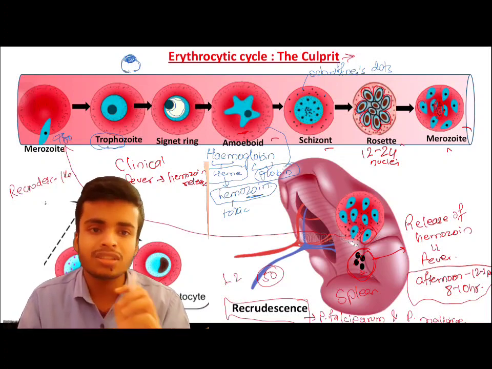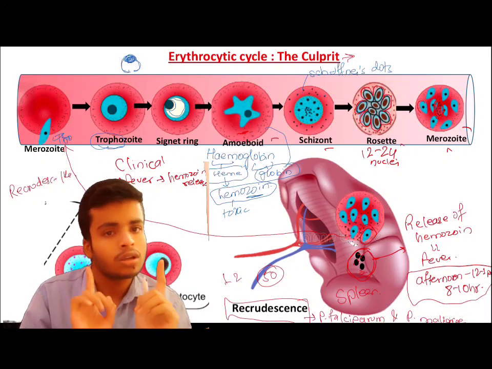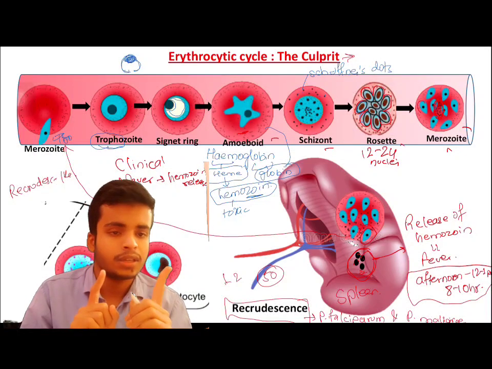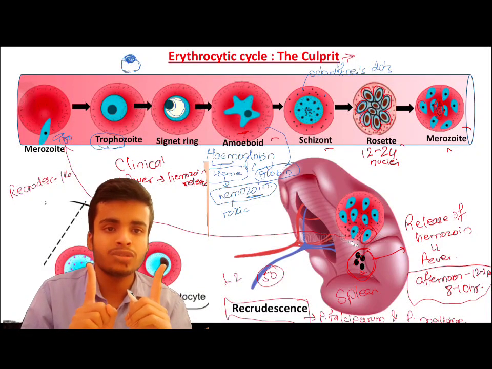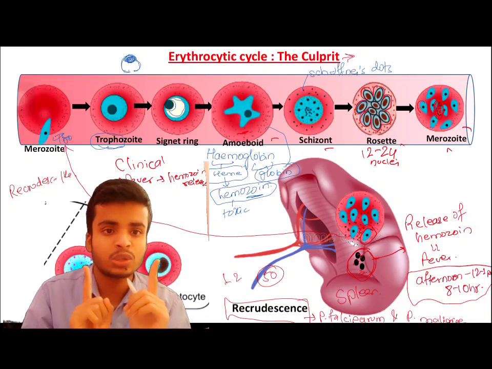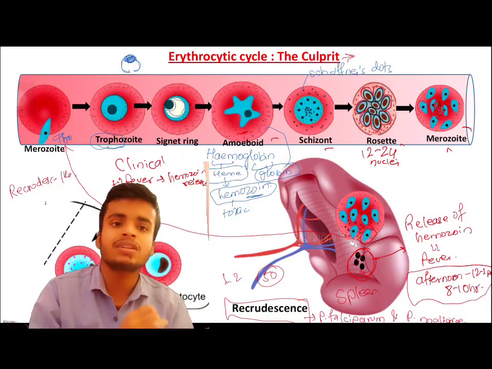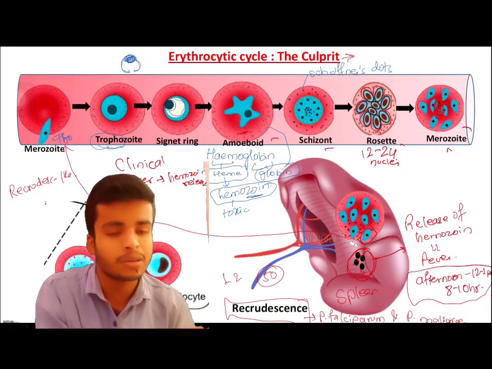So recrudescence versus relapse, you got it. Relapse is due to hepatic forms, so give such medications which kill the hepatic parasite. For recrudescence, give the complete regimen of the medication. Relapse is found in Plasmodium vivax and Plasmodium ovale. Recrudescence is found in Plasmodium falciparum and Plasmodium malariae. Relapse is due to hypnozoites. Do not forget this. These are really very important.